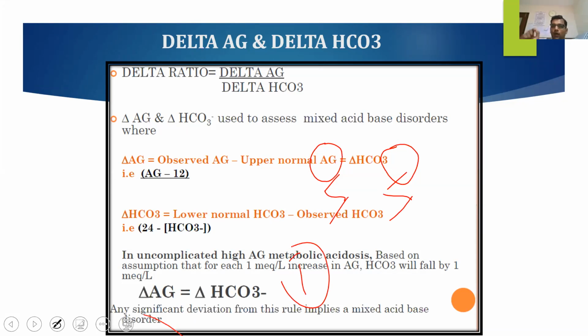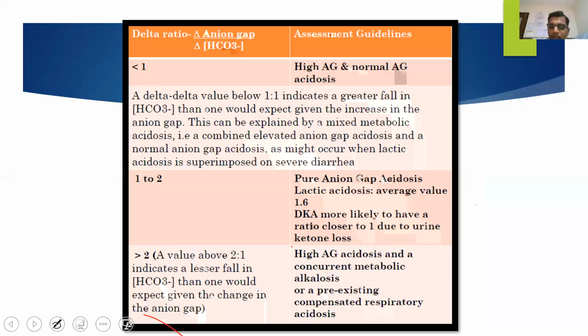Now, what happens if the delta ratio is less than 1? I'm taking time because it's a difficult topic. If the delta ratio is less than 1, that means there were 5 extra acids, but the bicarbonate change was more than that.